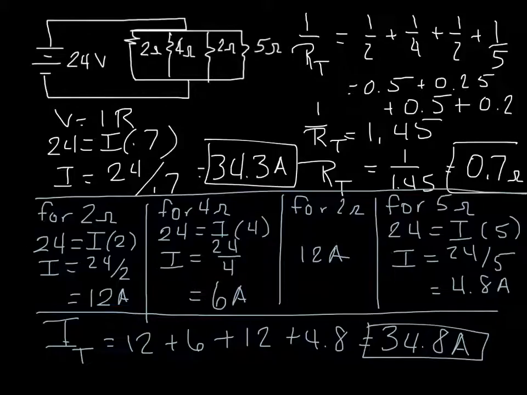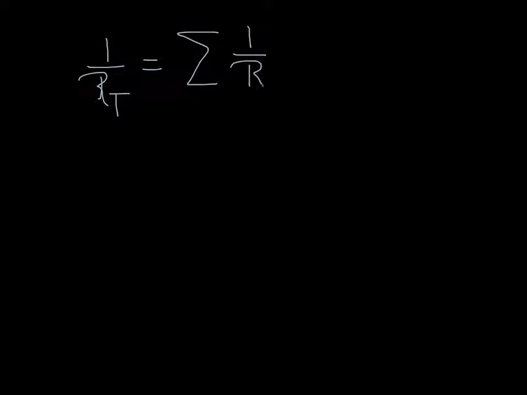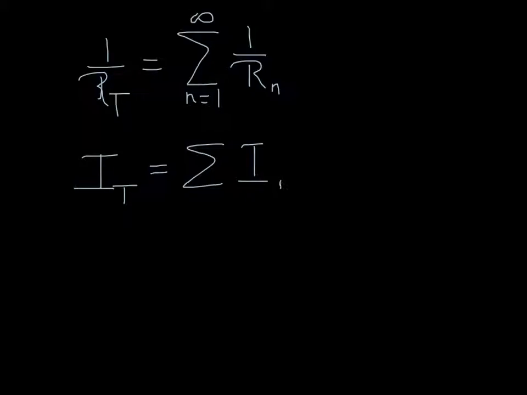So if we say this, we know now for a parallel circuit, the equivalent resistance, 1 over resistance total, is equal to the sum of 1 over all the resistors, so n equals 1 to infinity, or 1 to whatever number of resistors we have. And we know that the total current has to be equal to the sum of all the currents in the branches.